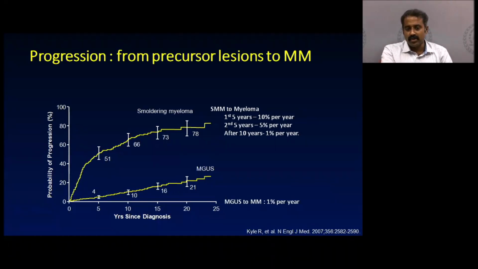So if you look very closely at this graph, you can see that in the first 5 years, the graph of smoldering myeloma is very steep. It slowly slants down, and after 10 years, the graphs of progression of MGUS and smoldering myeloma are almost parallel. Which means that if a smoldering myeloma has to progress to multiple myeloma, the maximum chance of progression is in the first 10 years, and after the first 10 years, the chance is very, very negligible.